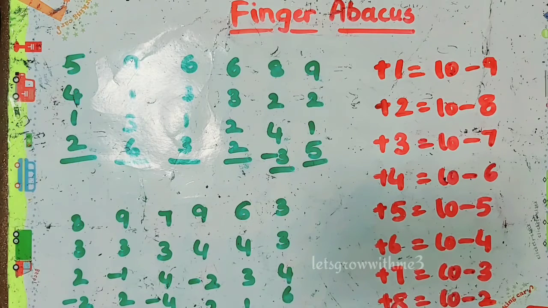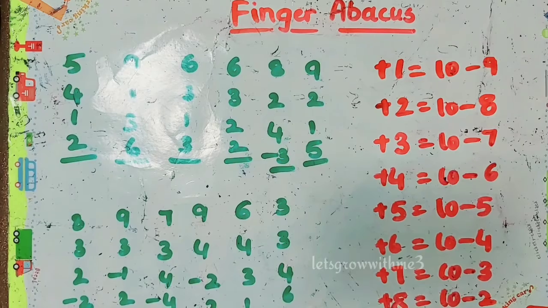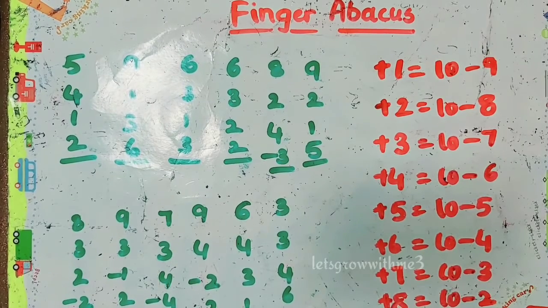So let's start today's topic, finger abacus. Already we have seen a direct method and small friend method in finger abacus. So let's see the next method, which is big friend method. So first of all, what do you mean by big friend method?